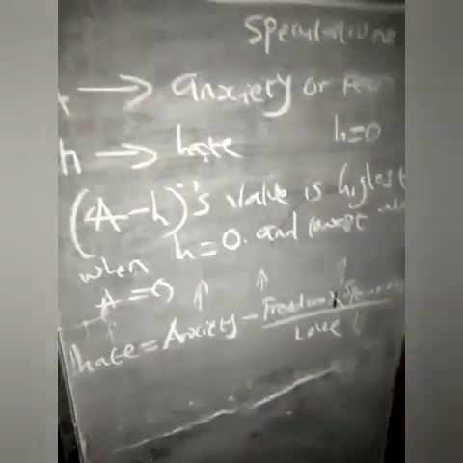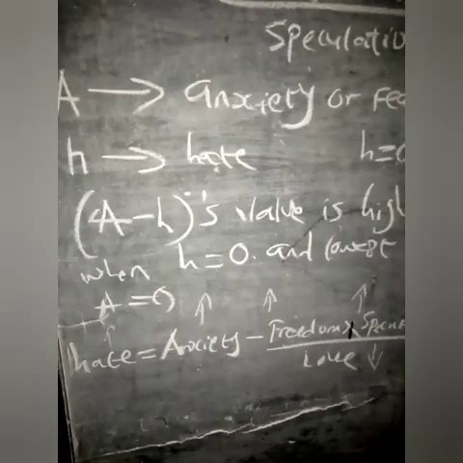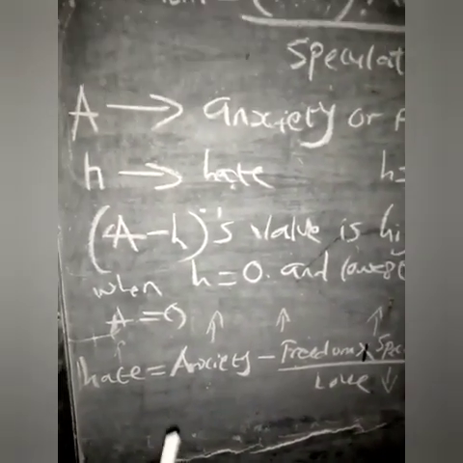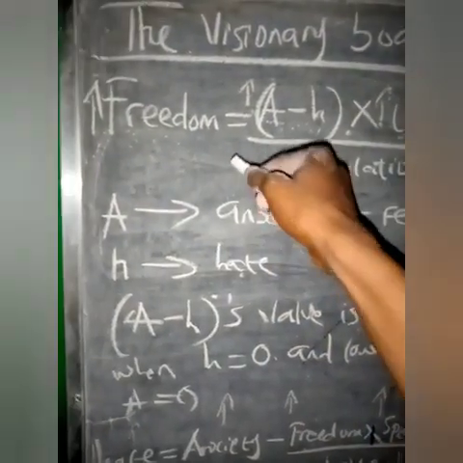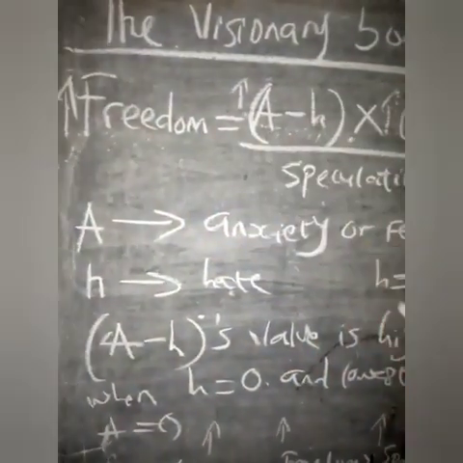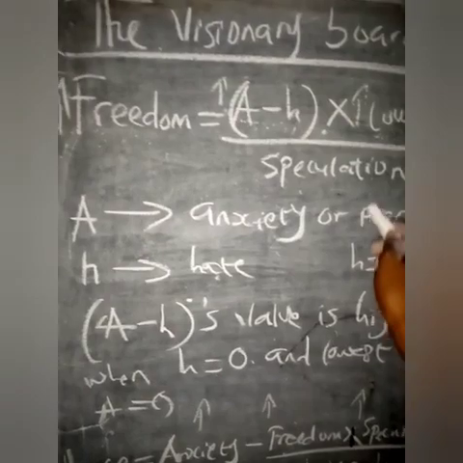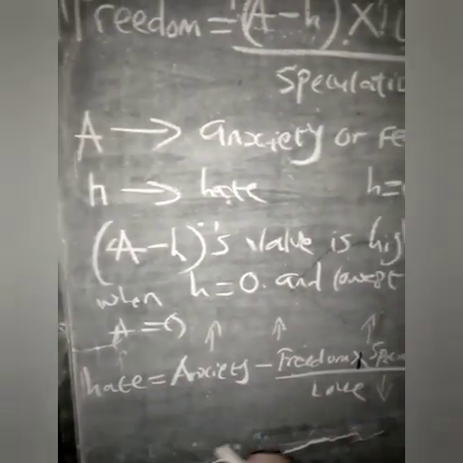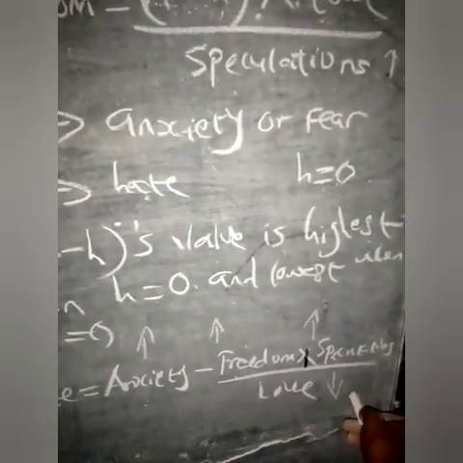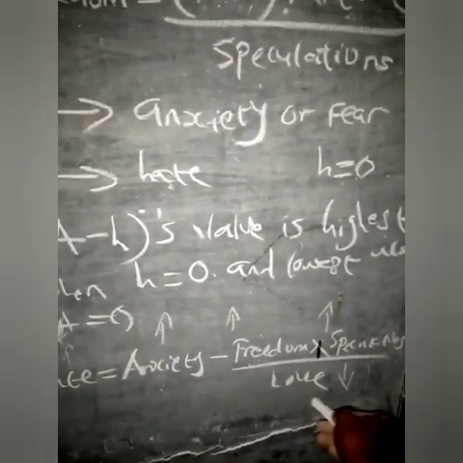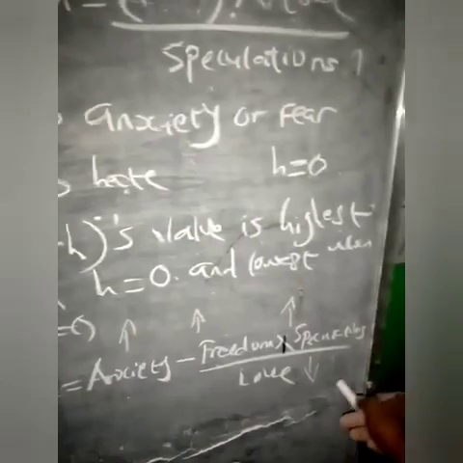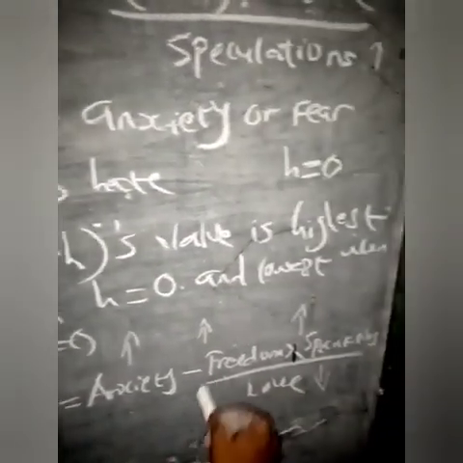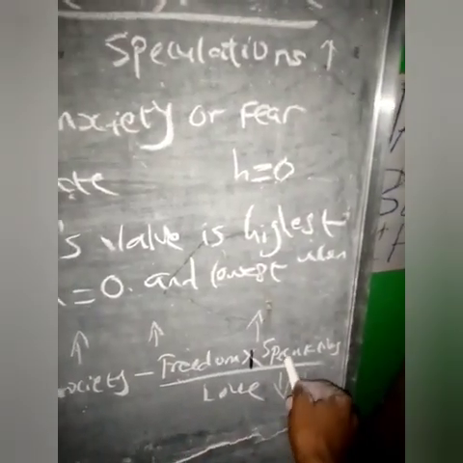So right now, how does one actually deal with things? Because from this equation, if one has to be free, he has to reduce hatred. So how do we actually reduce hatred to zero? We have to make sure we increase love. If love for something is increased, it will lead to a decrease in hate, a decrease in anxiety, a decrease in freedom, and a decrease in speculations.